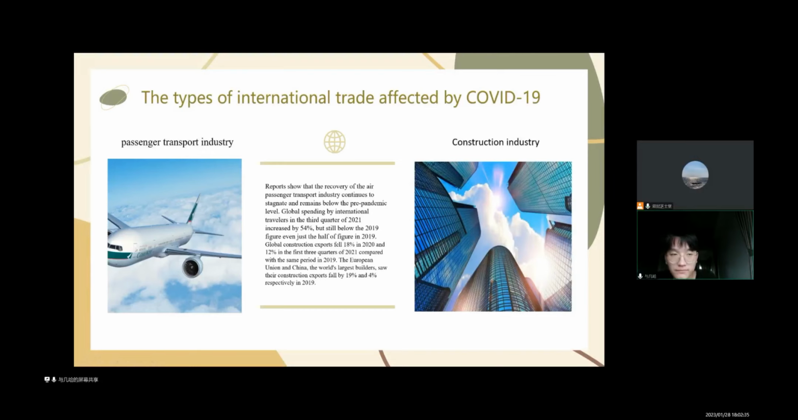Next, we see some examples of the types of international trade affected by COVID-19. First is the passenger transport industry, and the next one is the construction industry. Both of them are negatively affected by COVID-19. The report shows that the recovery of the air passenger transport industry continues to stagnate and remain below the pre-pandemic level. Global spending by international travelers in the third quarter of 2021 increased by 54%, but is still below the 2019 figure, even just half of the figure in 2019.